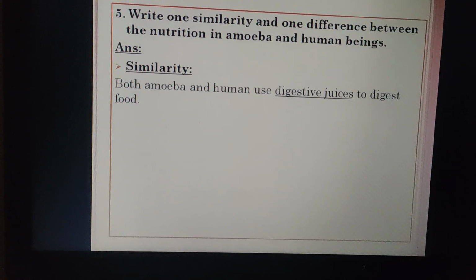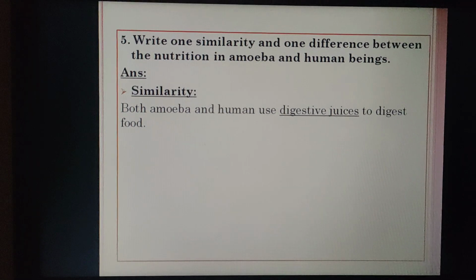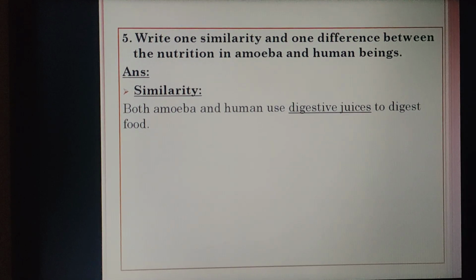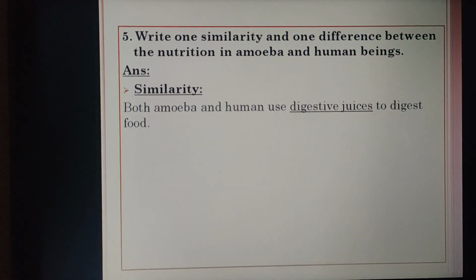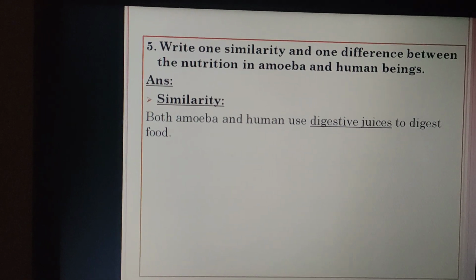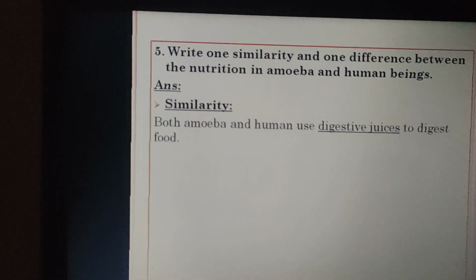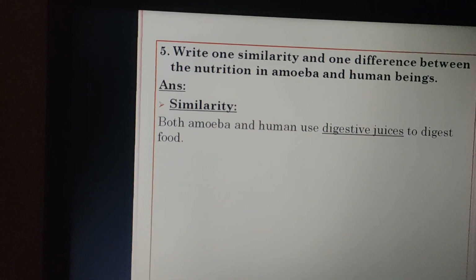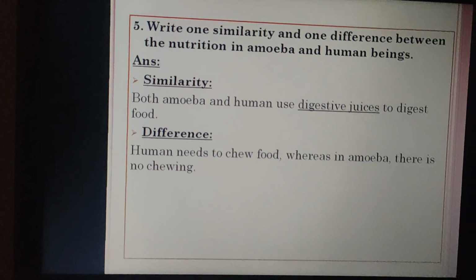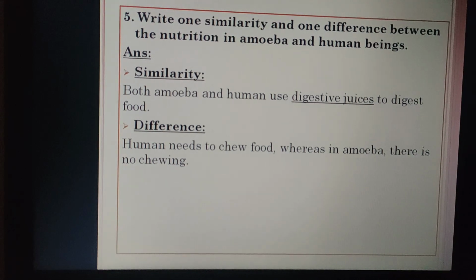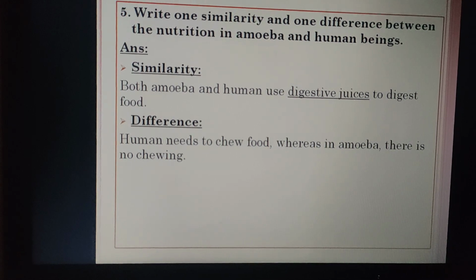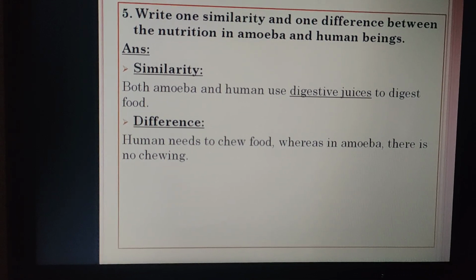This is the similarity. Now the difference: amoeba is a single-celled body, meaning it is made up of only one cell, while human beings are multicellular. Amoeba also has an irregular shape and an absence of teeth, while human beings have both teeth and tongue. So amoeba directly engulfs the food, while human beings have to chew the food, move the food, mix the saliva, and then they are able to swallow it.